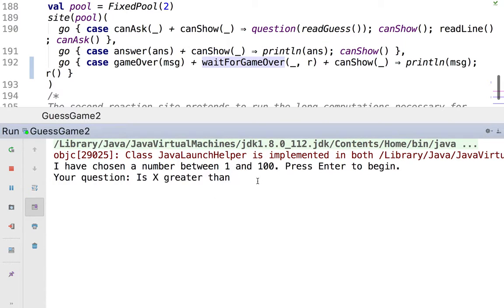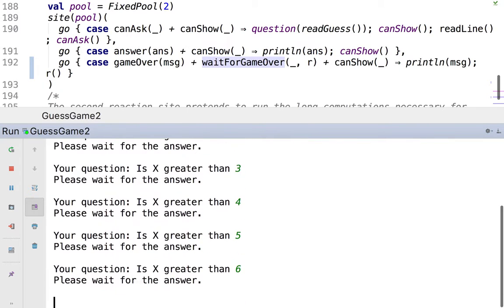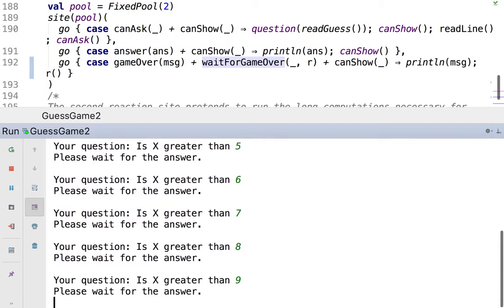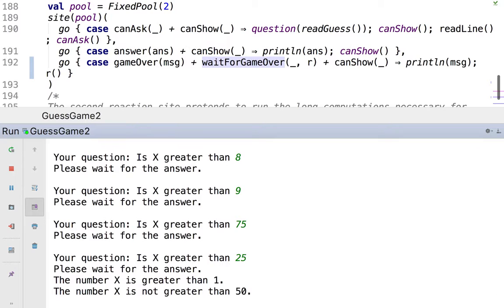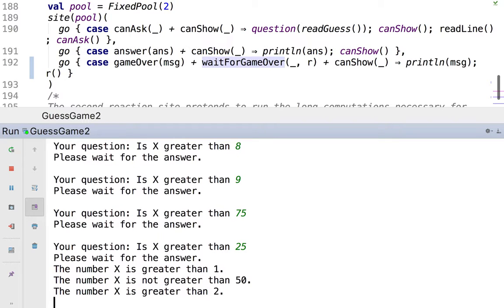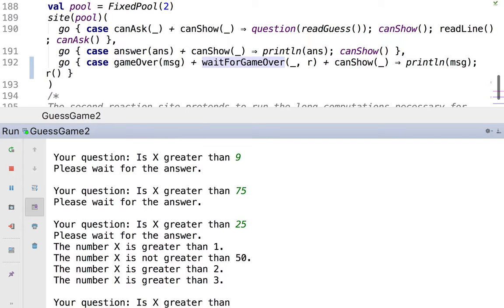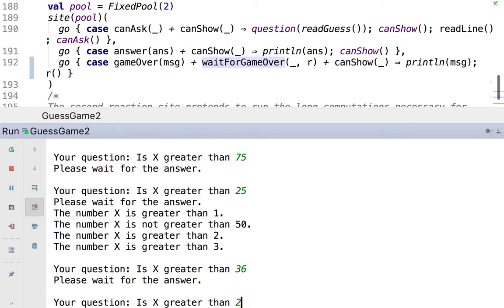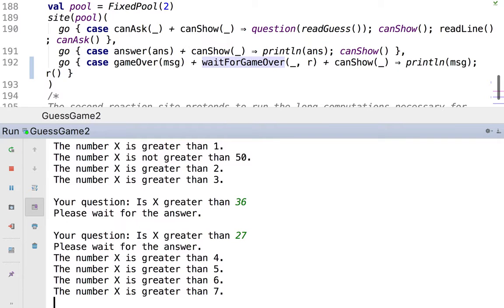So right away I can ask a question, and let me ask many questions. 1, 2, 3, 4, 5. So my UI seems to be working very well. I can ask as many questions as I want, and all these answers come, and I can see what happens here. Okay, I'm below 50. Let me do 35. Let me do 27. I'm between 25 and 50, so let me see what I can do.